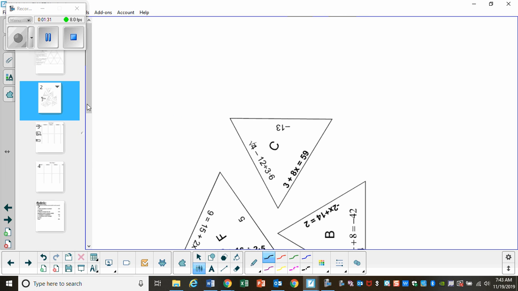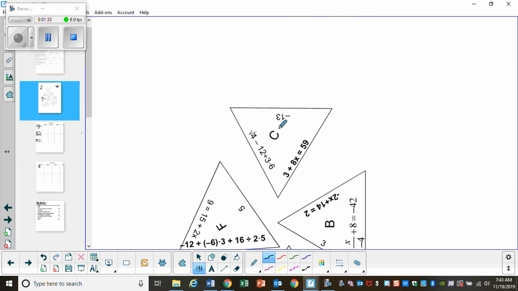Okay? Now, some of the triangles, for example, if you look at triangle C, this has an expression. And so we don't solve expressions, we simplify them using PEMDAS. And so we funnel down to our final answer using order of operations. So for example, this is read square root of 4 minus 12 divided by 3 times 6. Okay, so we're going to simplify the expressions using PEMDAS, and we're going to solve the equations.